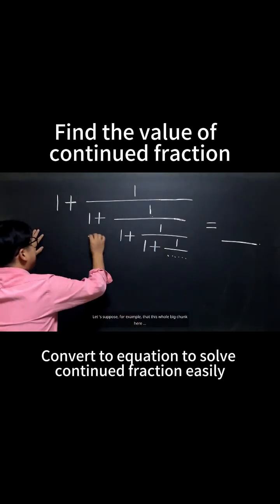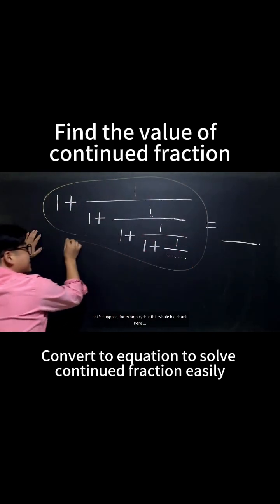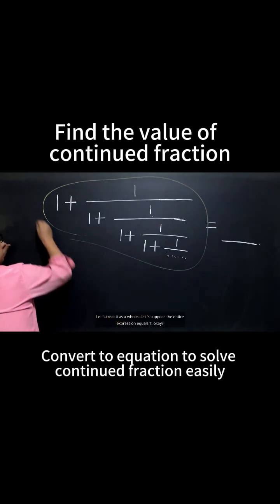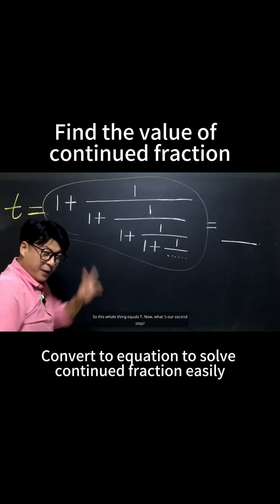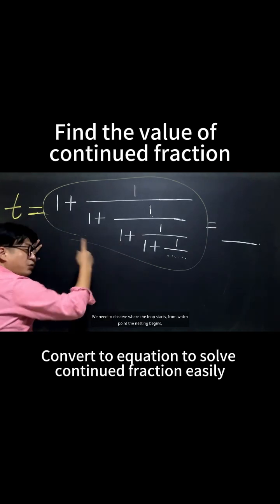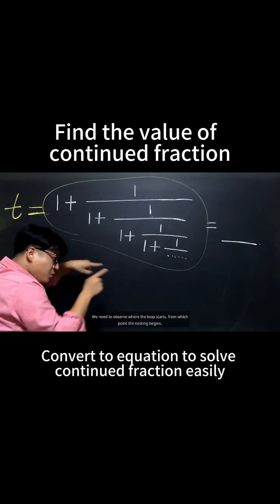Let's suppose, for example, that this whole big chunk here, let's treat it as a whole. Let's suppose the entire expression equals t, okay? So this whole thing equals t. Now, what's our second step? We need to observe where the loop starts, from which point the nesting begins.